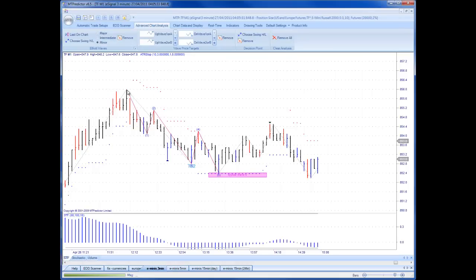We also know that the best place for a correction off a wave 5 to end is the DP from the wave 4. So if we do DP and we click on the prior wave 4, can you see how the Russell Index rallied up to this DP level absolutely perfectly, and that's where the TS4 sell arrived.